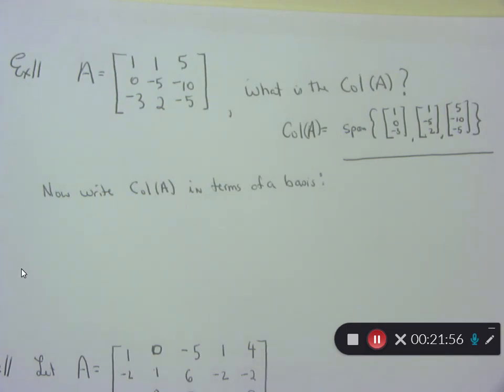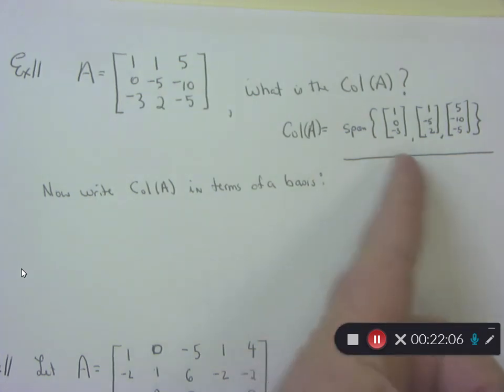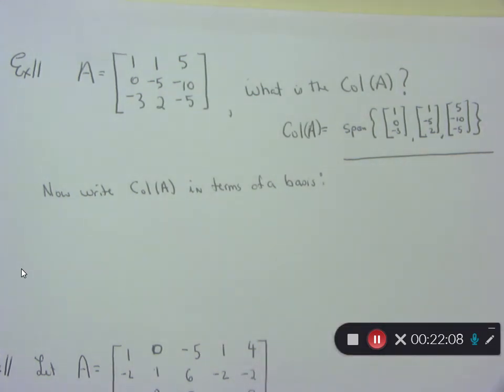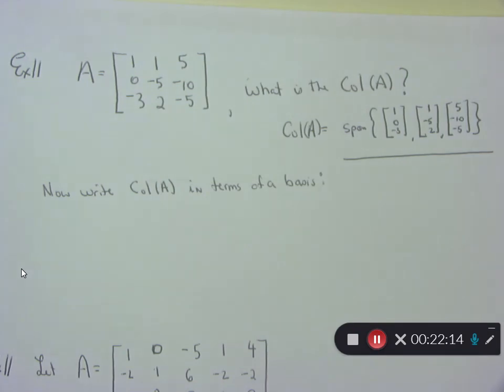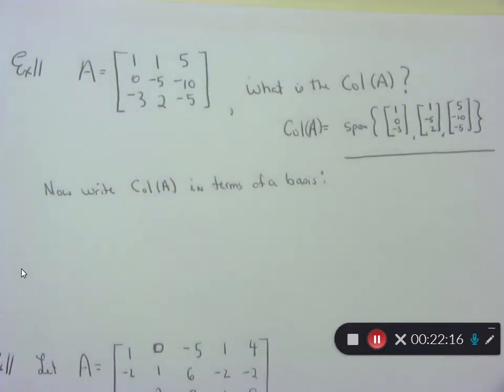What is the column space? It is the span of the column vectors. All I did was take the column vectors out of my matrix, put the word span in front of them, and write them as column vectors, okay? Is this a basis? No, not necessarily. Maybe. How do I figure it out? Well, now, write the column space of A in terms of a basis.